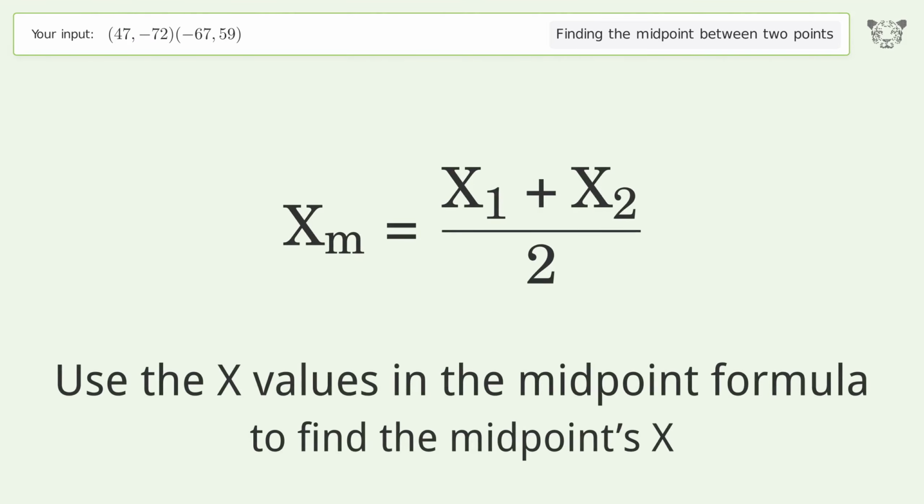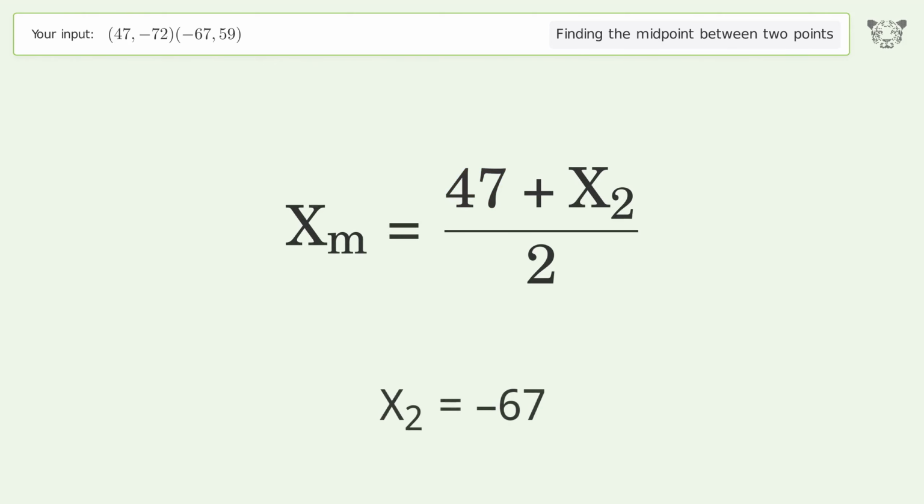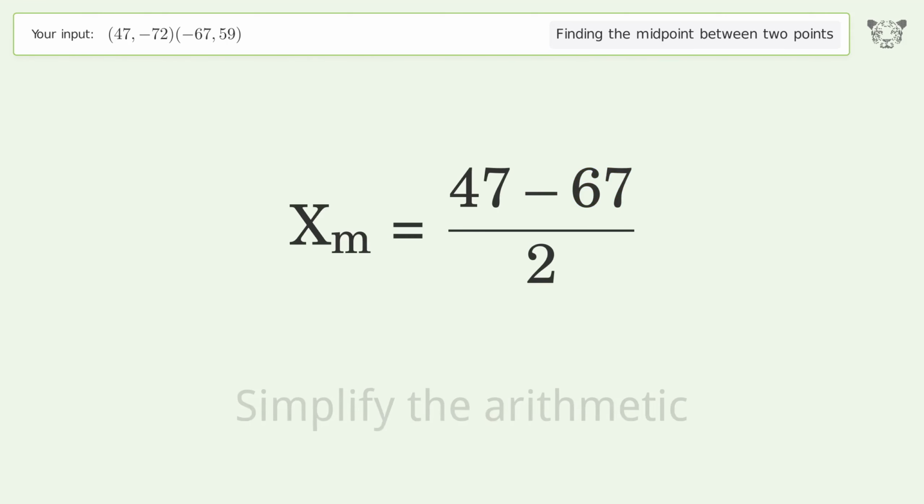Use the x values in the midpoint formula to find the midpoints x. x1 equals 47. x2 equals -67. Simplify the arithmetic.